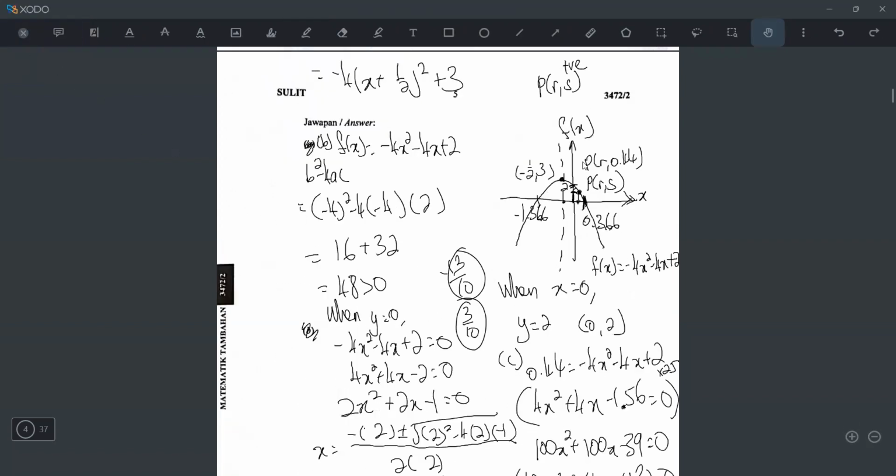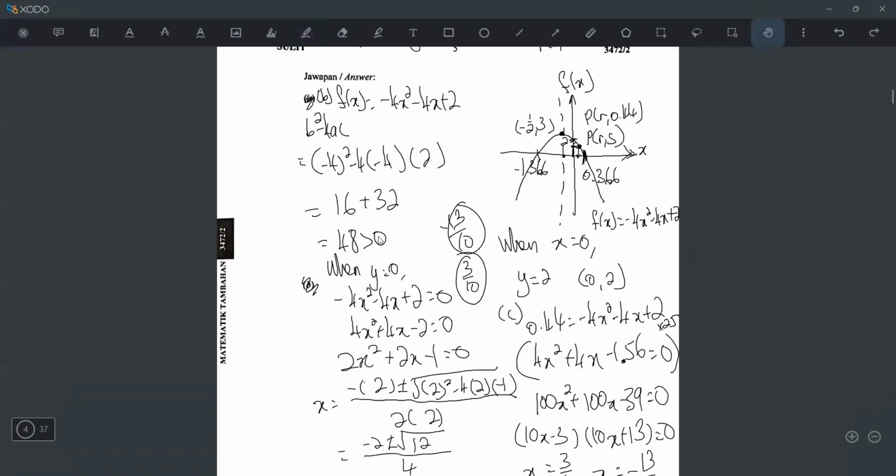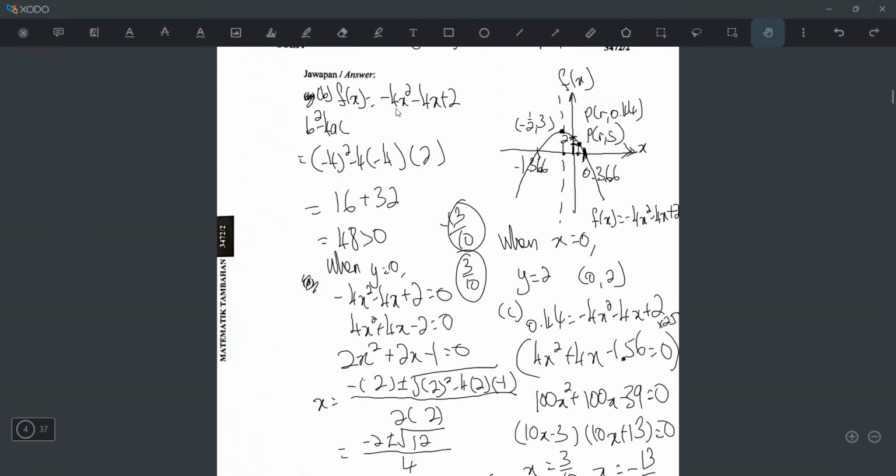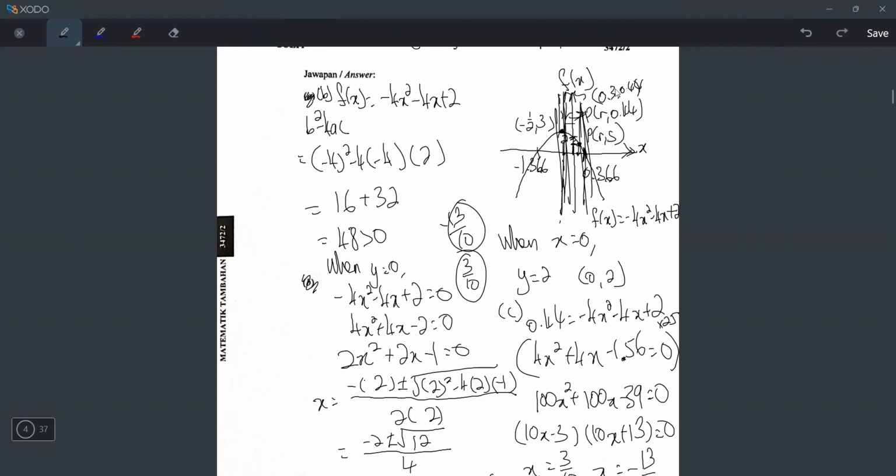What's the axis of symmetry? The axis of symmetry is x equals negative 1 over 2. So what is the distance between x equals negative 1 over 2 and point P? And the point P I already know is 0.3, 0.44, right? So what is the horizontal distance from negative 1 over 2 until here? You just take 0.3 minus negative 1 over 2, and then you get the answer.